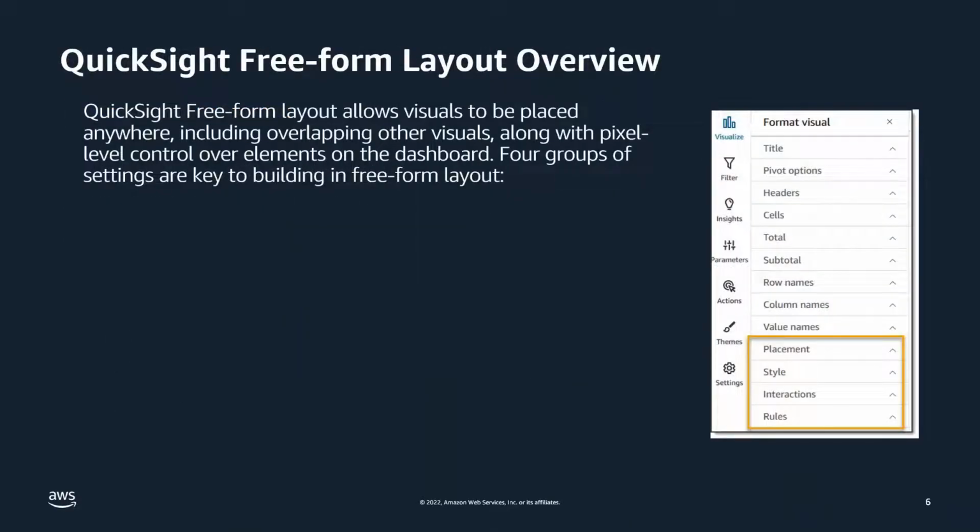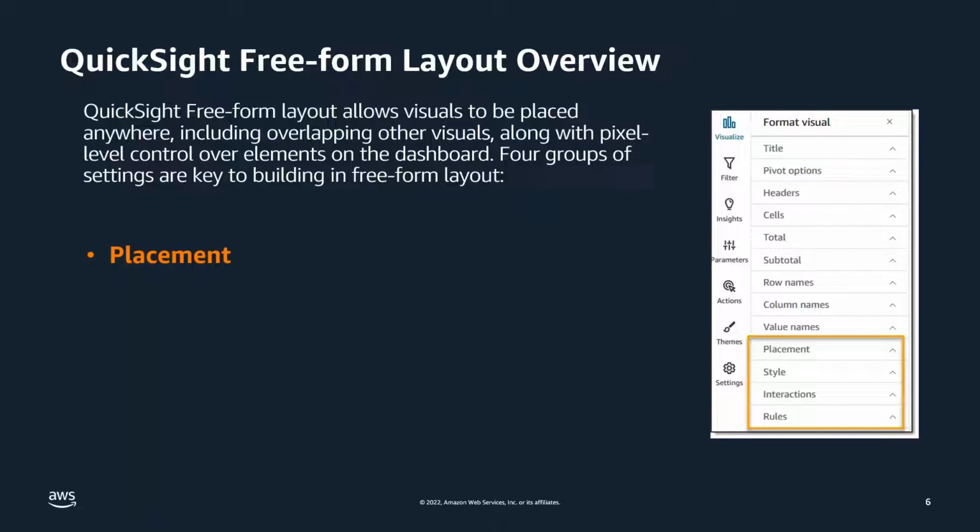Jumping into the QuickSight Freeform Layout that we'll be using. With QuickSight, you have the option to use 3 different layouts, namely the tile, classic layout, and the freeform layout. For this session, we'll be focusing on the freeform layout, using which you can create pixel perfect formatted reports and dashboards. 4 groups of settings in visuals are key to building a dashboard in freeform layout.